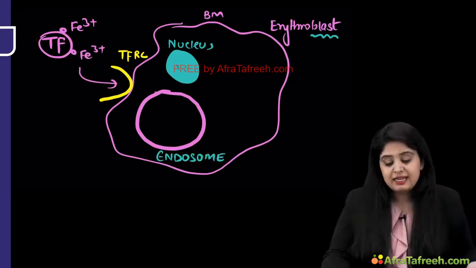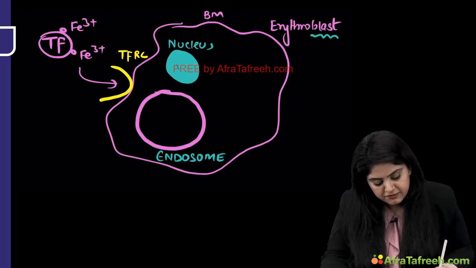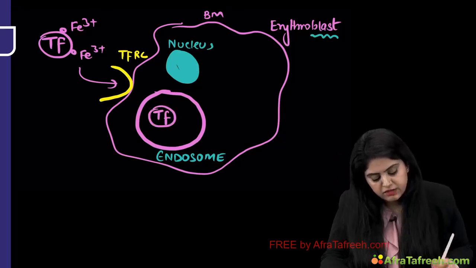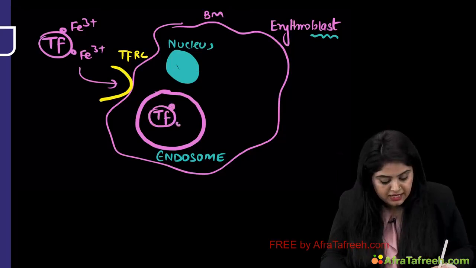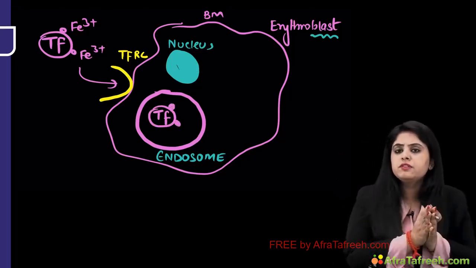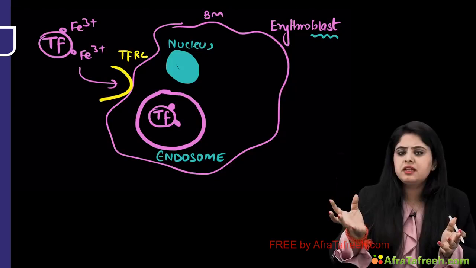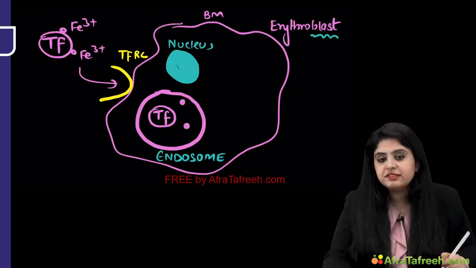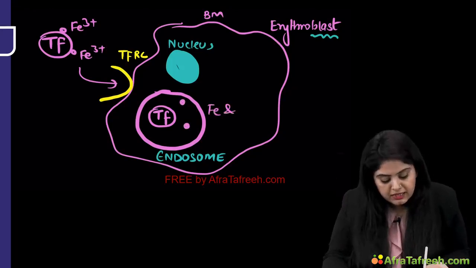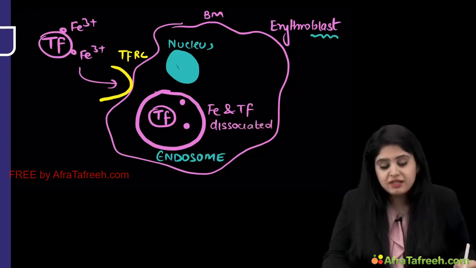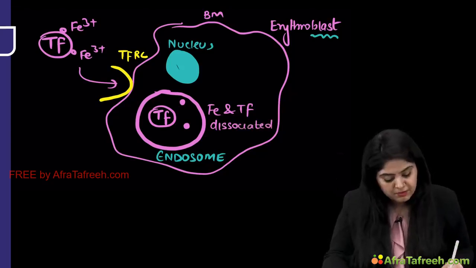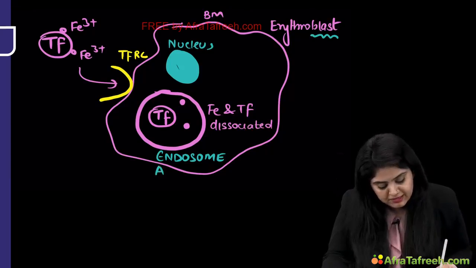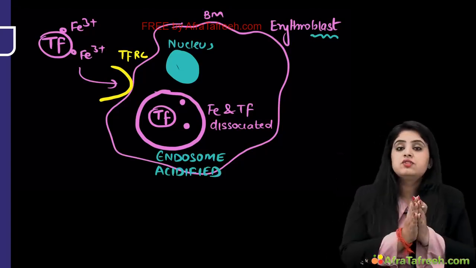This is known as an endosome. So what have I done? I have engulfed the transferrin, and along with the transferrin, I have engulfed the iron. But do you want to keep both of them attached? No, I am only interested in iron. Separate the iron. So how do I separate? How am I going to make iron and transferrin dissociate? To make iron and transferrin dissociate, I will have to decrease the pH. Please remember, the endosome has to be acidified, because as soon as I decrease the pH, they break up.